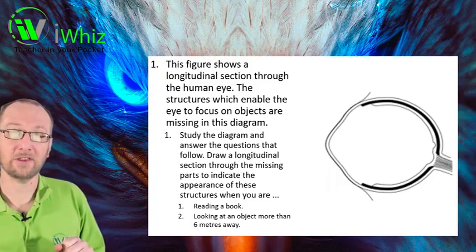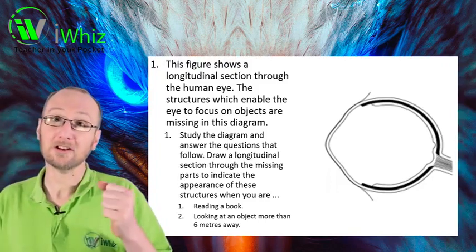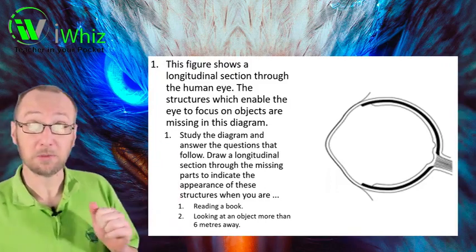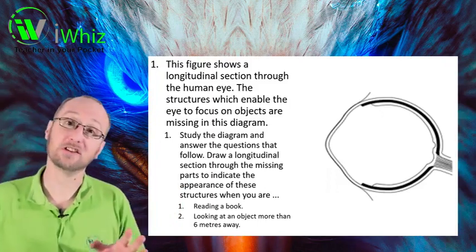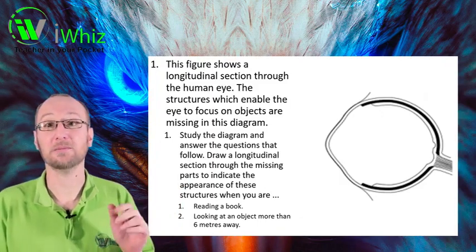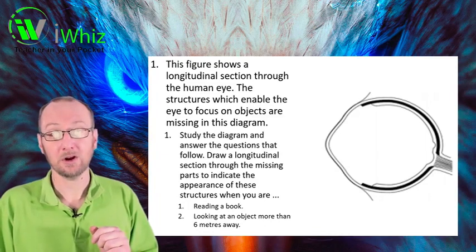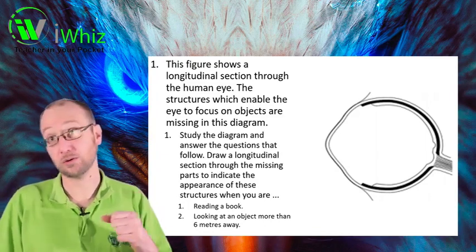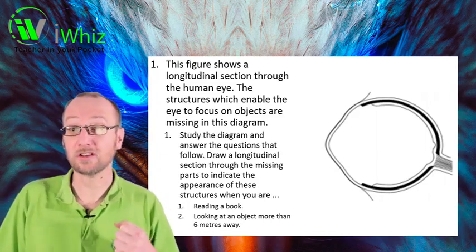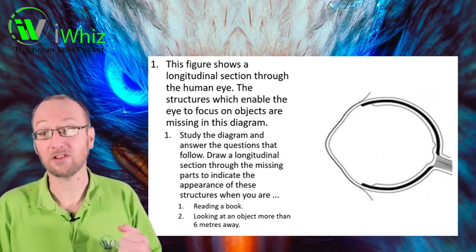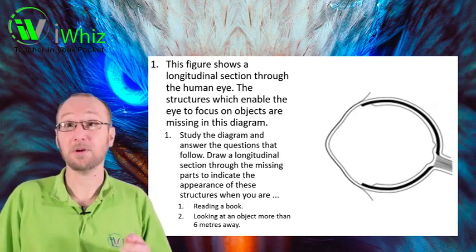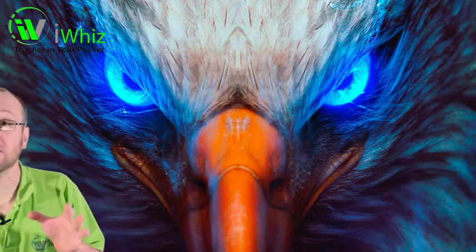The next one then, we are asked, what about if we had to draw this again? But this time we are looking at an object that is more than 6 meters away. Well, again, we're going to need to include the same structures, the lens, the ciliary muscles, and the suspensory ligaments. But this time it's going to look a bit different.